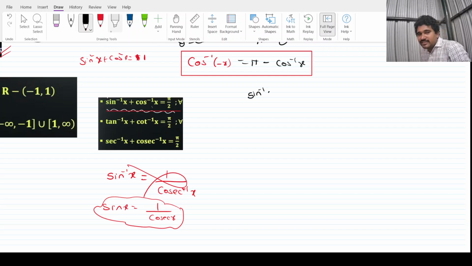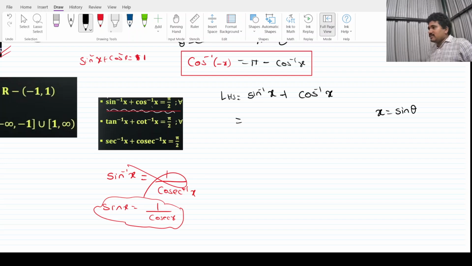Sin inverse x plus cos inverse x. That is the LHS I am taking. What am I doing now? Let me treat x is equal to sin theta. Substitute inside that. Sin inverse sin theta plus cos inverse sin theta.